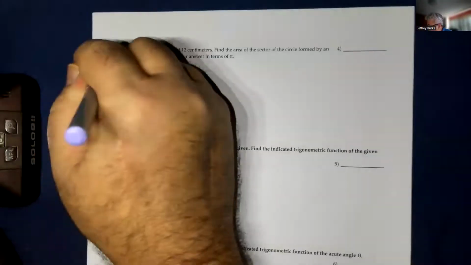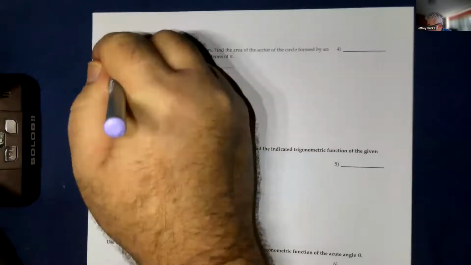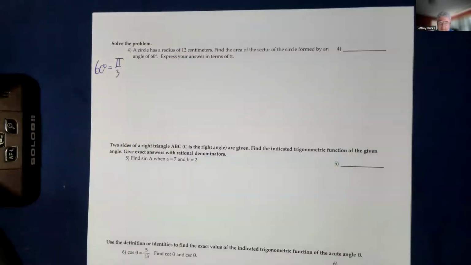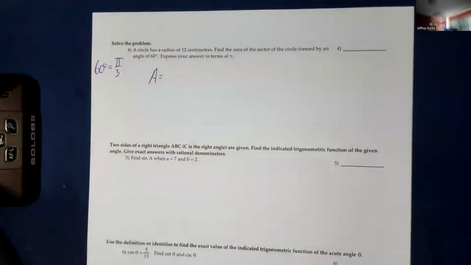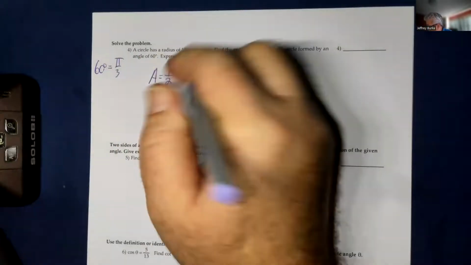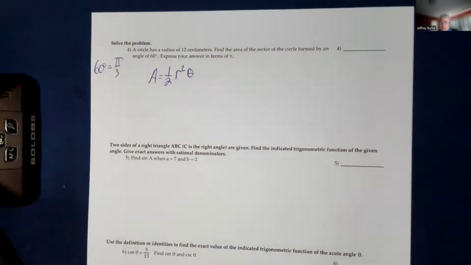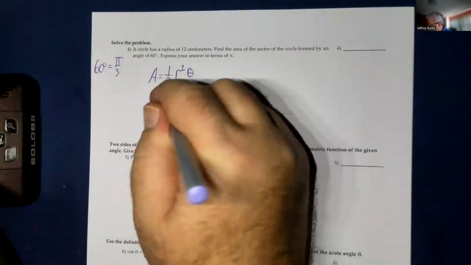Hopefully most people will remember that 60 degrees can also be written as pi over 3 radians, because the formula for the area of a sector of a circle is 1/2 r squared theta. So we're going to put everything in there as appropriate. So it's going to be 1/2.